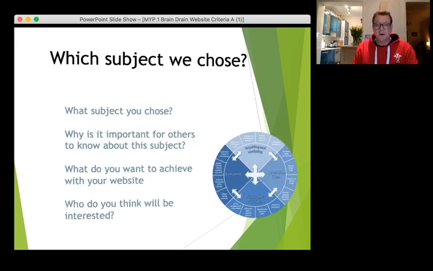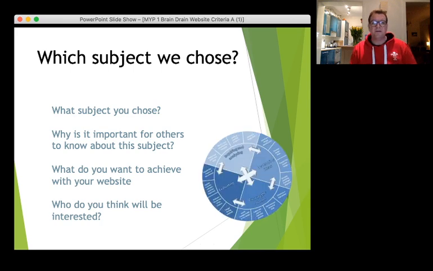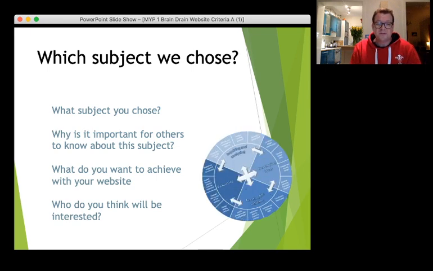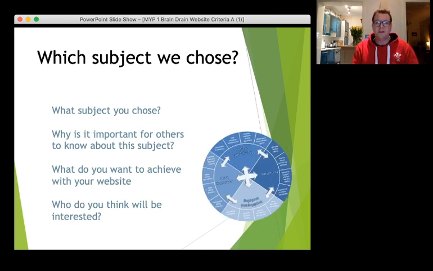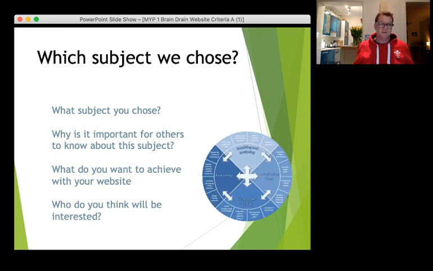Once you've written down all those things, you can say which subject you chose. But what I'd also like you to do is write down why you think it's important for other people to know about this subject. So say you've written out about your local football club. Maybe your local football club doesn't have enough members, or maybe it's not attracting enough people, or people think that they can only join the club if they're really good at football. So you might want to choose one of those things.